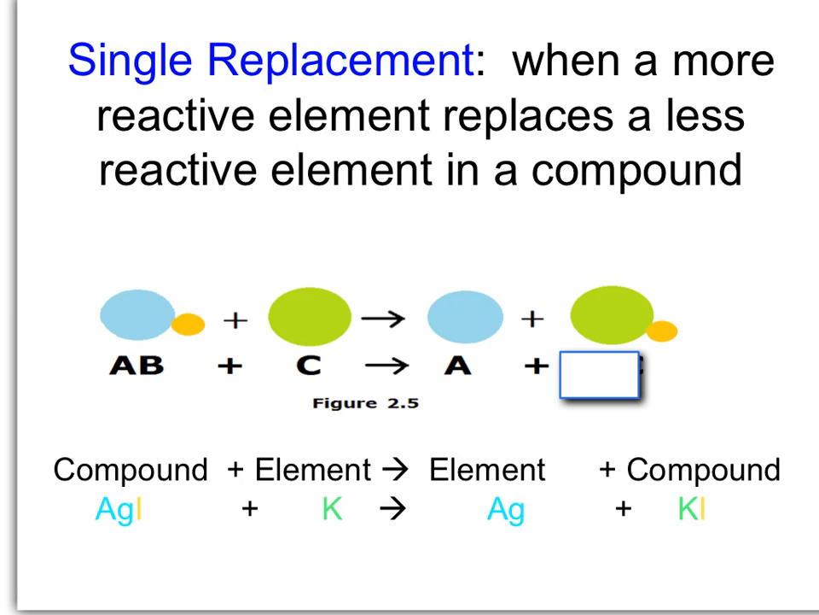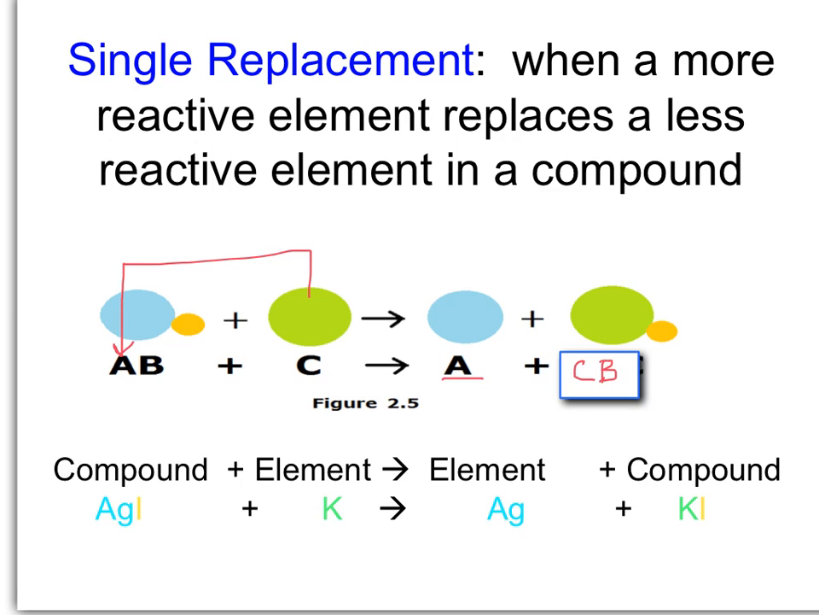And here's a quick cartoon to show the loving couple on the left, and then they separate and walk away from each other. They're two separate pieces on the right. A single replacement reaction is when a more reactive element replaces a less reactive element in a compound. In this diagram, C is the more reactive element, and what it's going to do is replace A. What that means is A is going to come out by itself, and we will then get a new compound being formed, which is going to be CB.